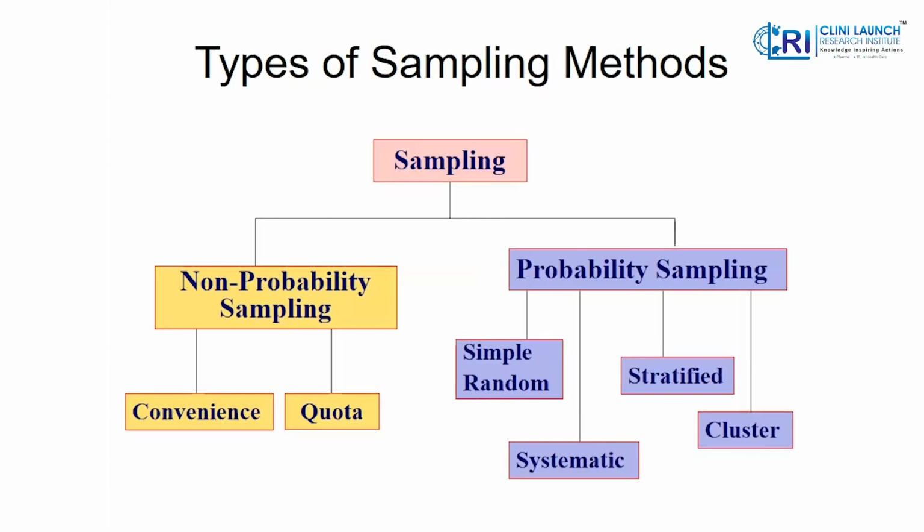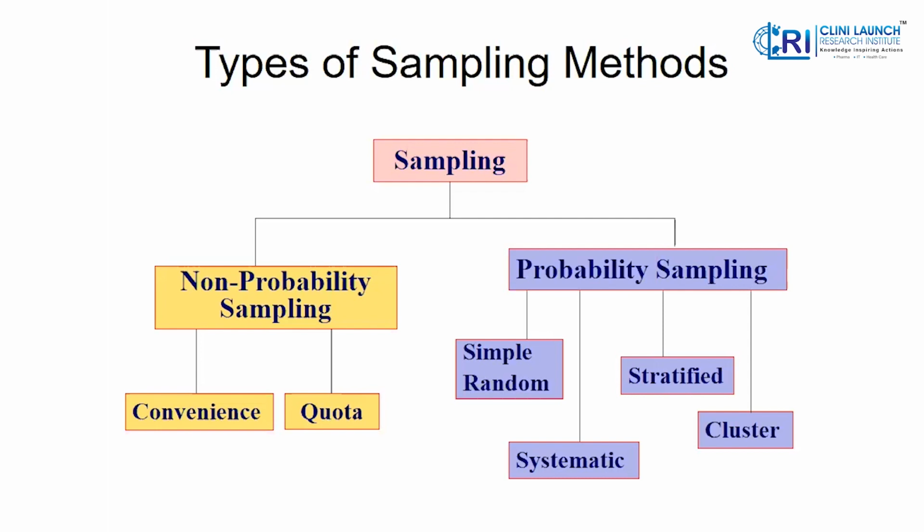Now, in today's session, we will cover the different types of sampling methods. What are the different methods through which we can do the sampling process? When we consider methods of sampling, there are basically two kinds of sampling. One is probability and the other one is non-probability sampling.